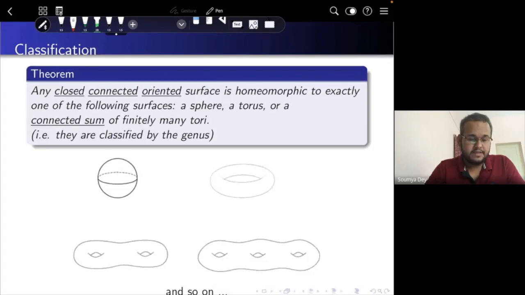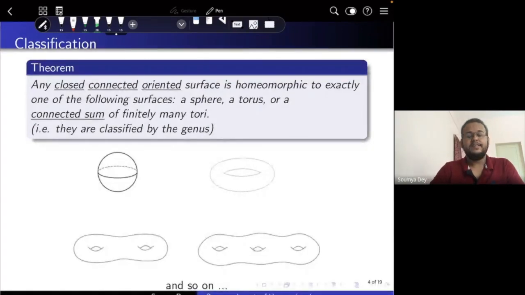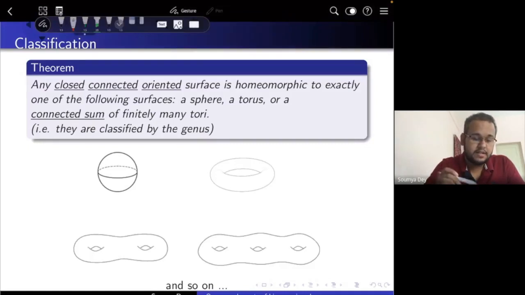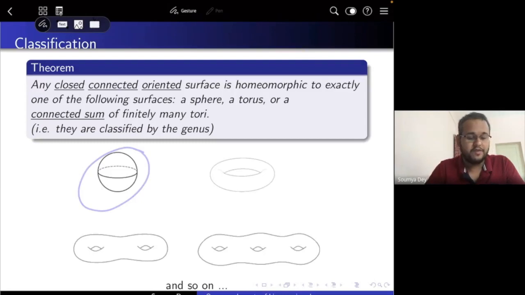So it's a classical theorem that says that a closed connected oriented surface is homeomorphic to exactly one of the following surfaces, namely a sphere, a torus, or a connected sum of finitely many tori. So we have some pictures here. The first one is the very well-known sphere. This is our torus. The third surface is a genus 2 surface.